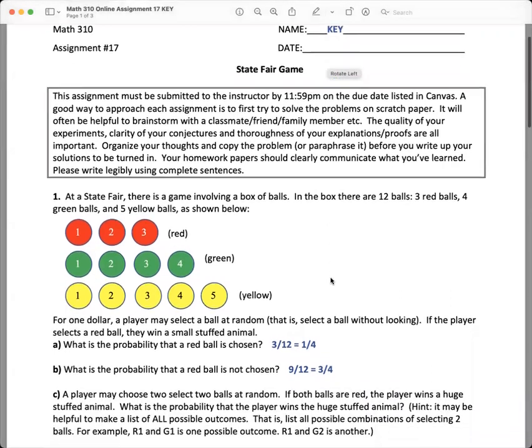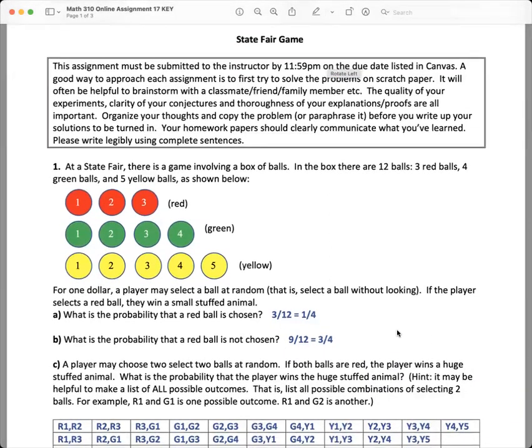Number 1 is one of those. So the first two, A and B, were pretty straightforward. The probability that you get a red ball is 3 out of 12, because there are 3 red balls out of a total of 12. And then not a red ball is 9 out of 12, all of the other balls.